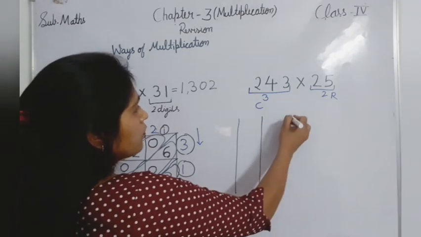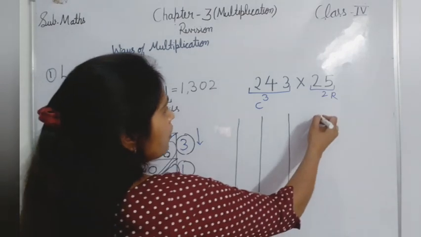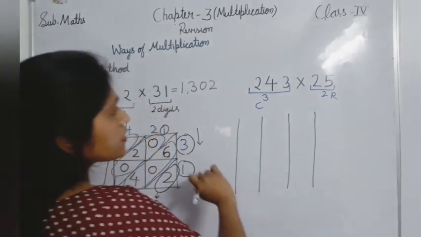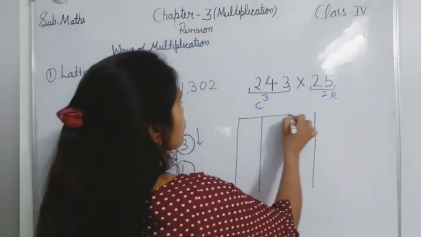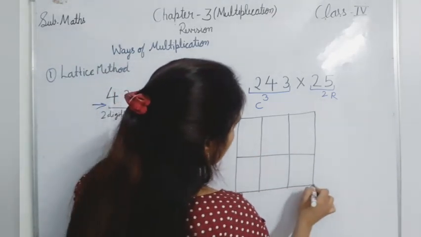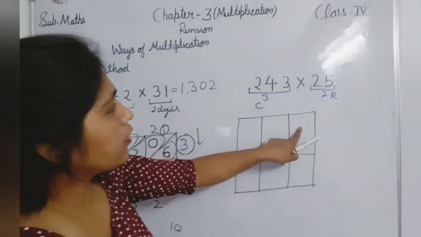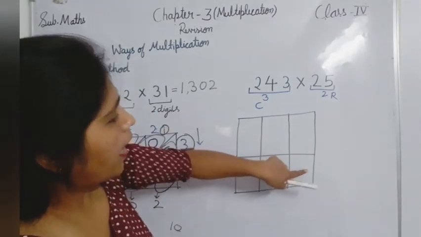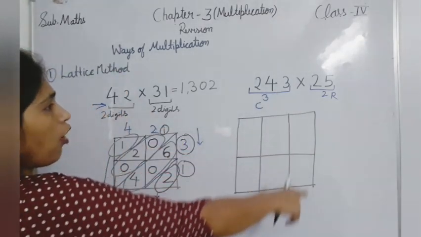1 column, 2 column, 3 column. Yes, and 2 rows we need to do. 1, 2, 3 columns and 2 rows. 1 row and 2 row. Now, left to right, top to bottom.